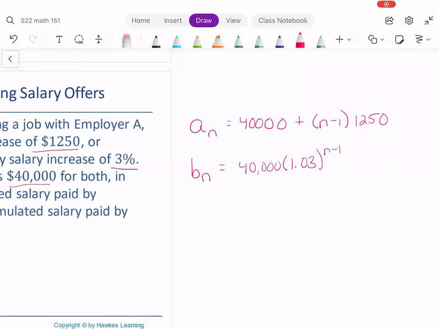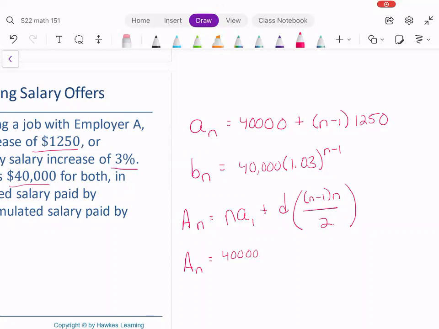Well, we know the partial sum formula for an arithmetic sequence, S sub n, is going to be n times a sub 1 plus the common difference times n minus 1 times n over 2. And the common difference is d for the sequence. And in order to find the partial sums for the first salary, let's instead call this A sub n, so we won't get confused.